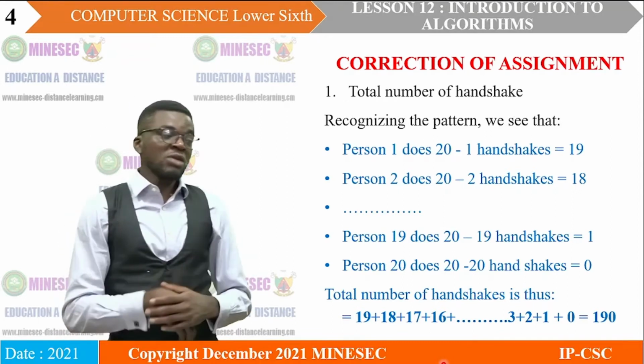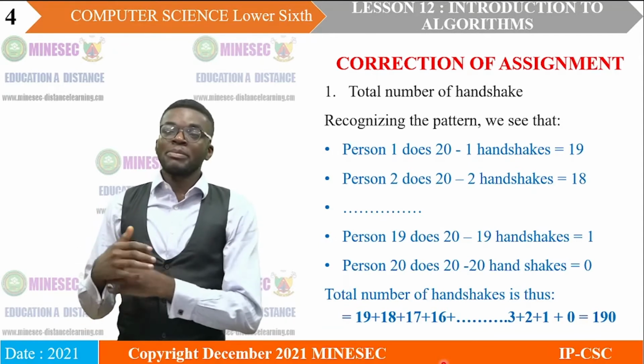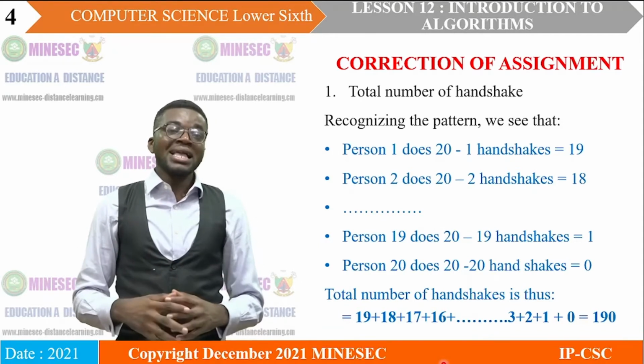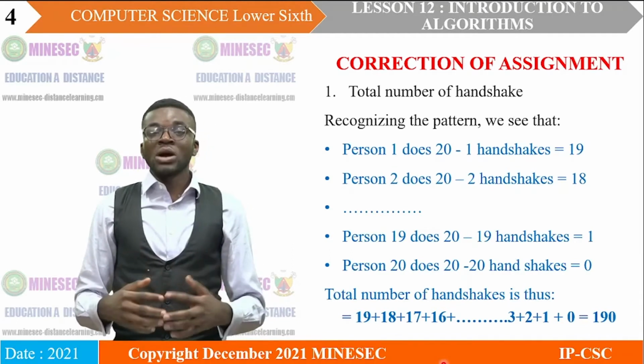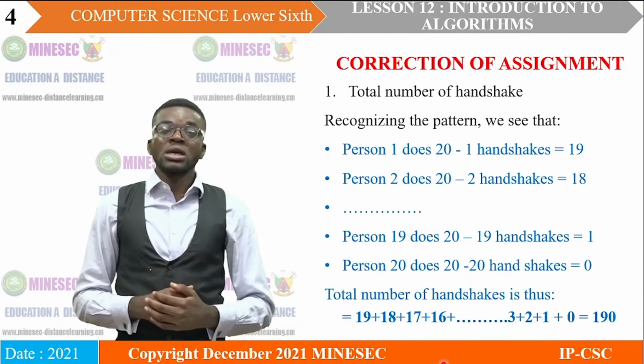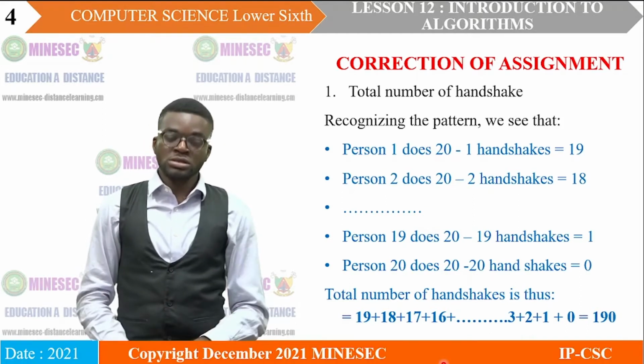It means if there are 20 people in the room and each person is supposed to shake the hand of all other people in the room, and a person can only shake the hand of one other person just once, there are going to be 190 handshakes.